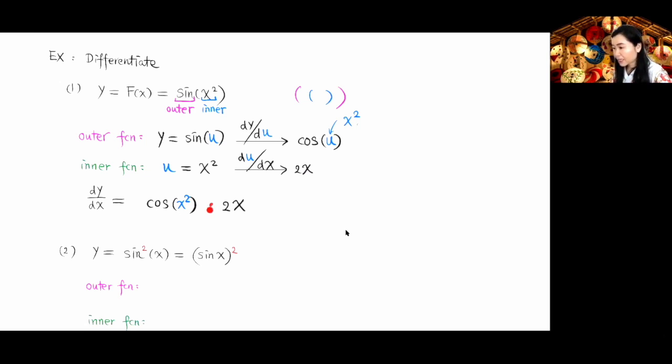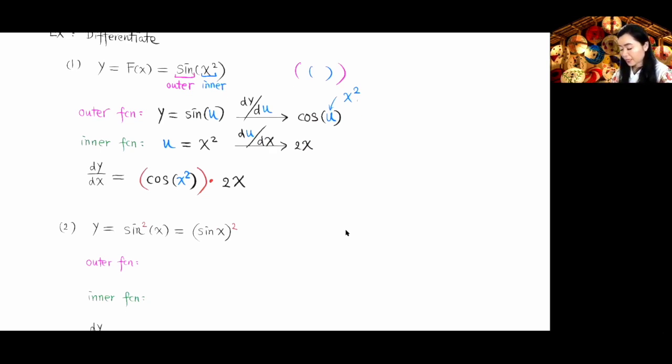Now, this one here, if I write it this way, is a little bit ambiguous. Not quite sure if this is x squared times 2x first, or you take cosine of this first, right? We're supposed to take cosine x squared first. So to avoid the confusion, it's better that you put a parenthesis over here. That way, it's making sure that we mean that we take cosine x squared first, and then times 2x.